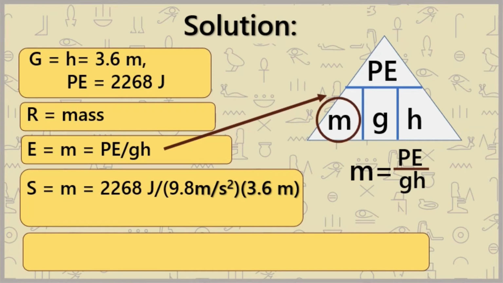Again, just like what we did on the second problem, you first multiply the 9.8 by 3.6 and then get the answer. After getting the answer, take note of it and then divide 2,268 joules over the answer from this multiplication. And so, the answer will be, correct, that is 64.28571429, or simply 64.29 kilograms.